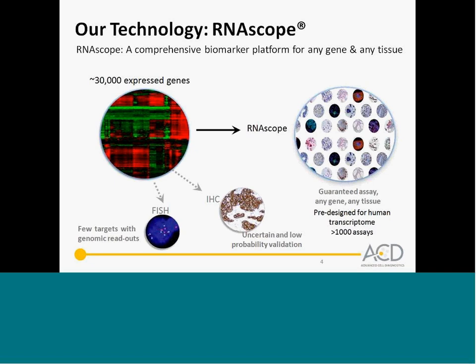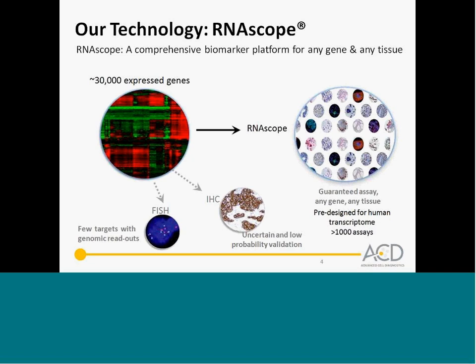FISH and IHC are the two most used technologies. However, with DNA FISH, you have some difficulty with targets that have transcriptomic readouts. This is a genomic readout. In IHC, for many low-expressed genes, it's very difficult to see detection at the protein level, and especially modulations and changes in protein expression. Most genes in the human transcriptome do not have antibodies that are either available at all or that are rated for doing immunohistochemistry. So in RNAscope, because it's a molecular method, it's a guaranteed assay.